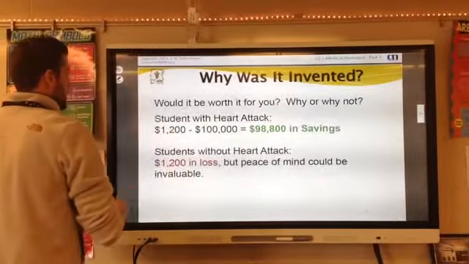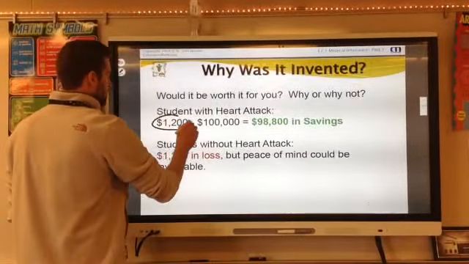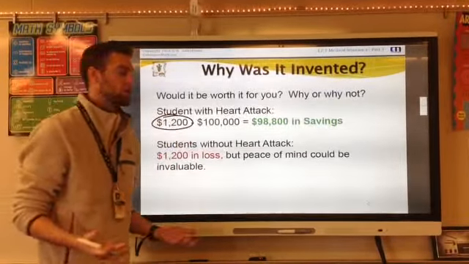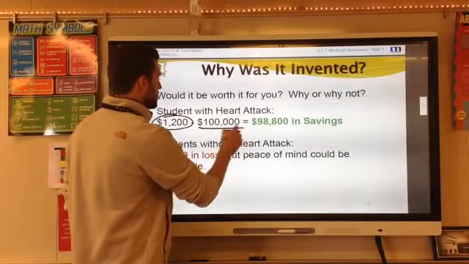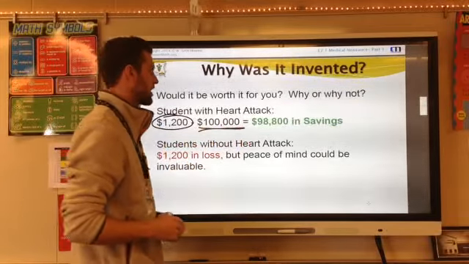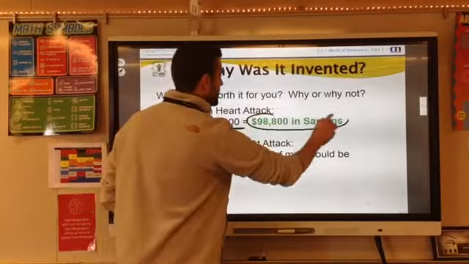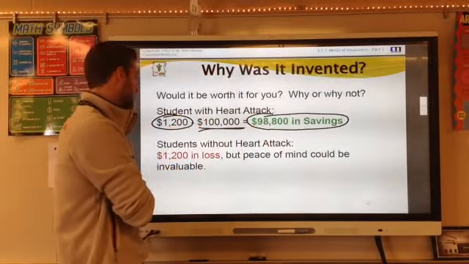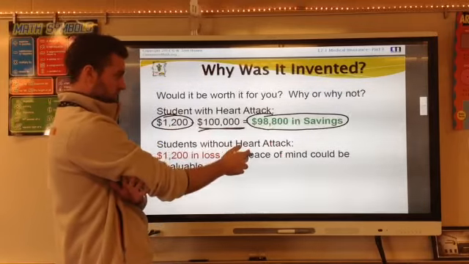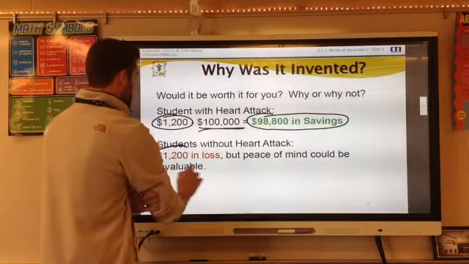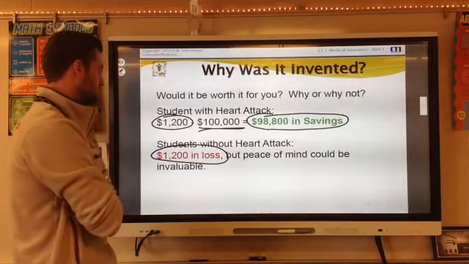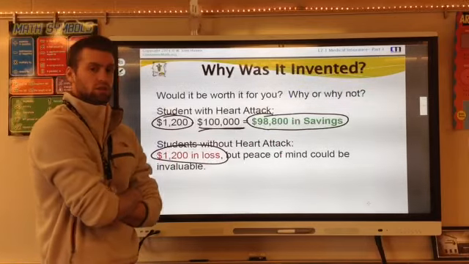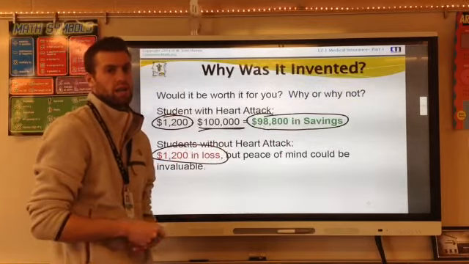The student with the heart attack, they're paying that $1,200 just like everybody else was, but they're receiving that $100,000 because of their heart attack. So they're actually saving $98,800. Okay? But the students without that heart attack, they're taking that $1,200 loss. All right? They're paying for that other person's heart attack, kind of like.